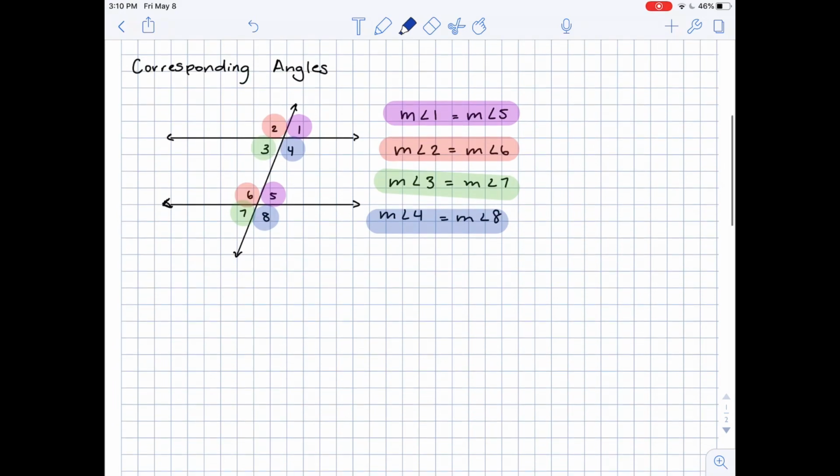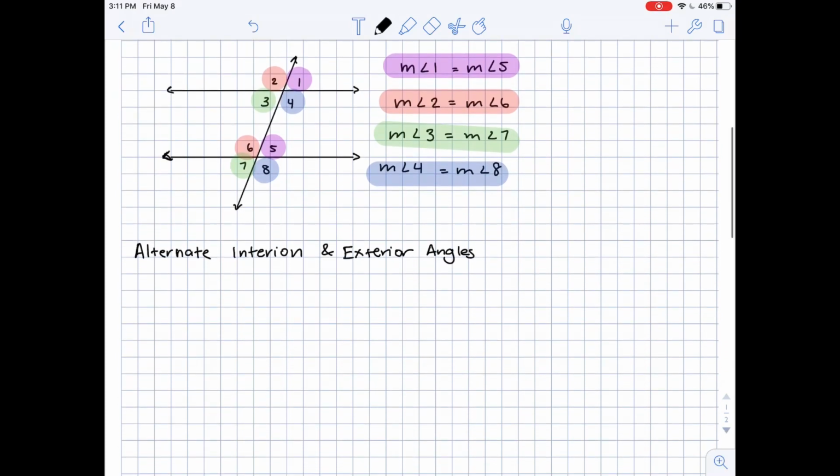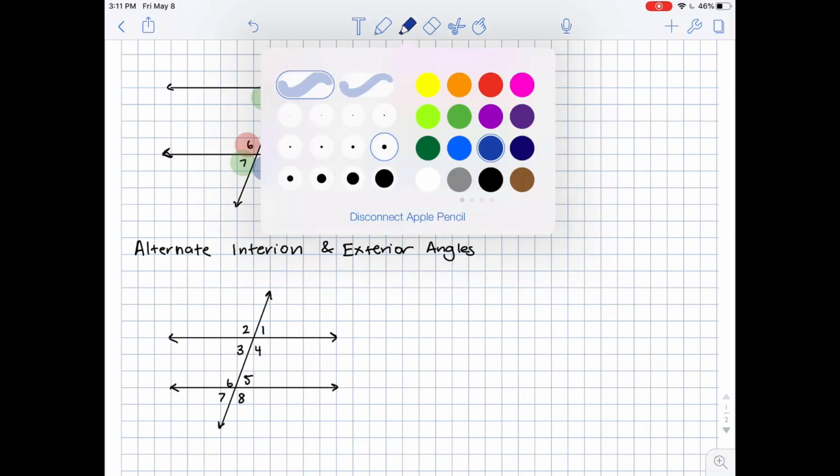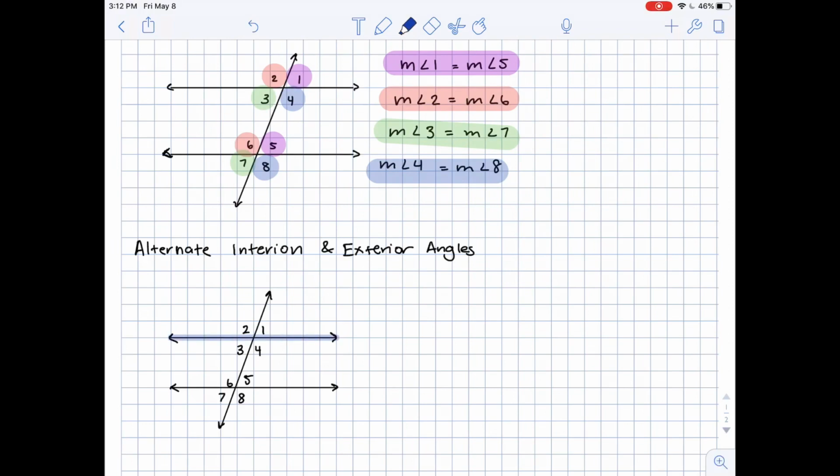Next thing we're going to look at is two things, actually. We have alternate interior and exterior angles. So same diagram: two parallel lines cut by a transversal. We have our angles 1, 2, 3, 4, 5, 6, 7, 8. So we have two parallel lines here.